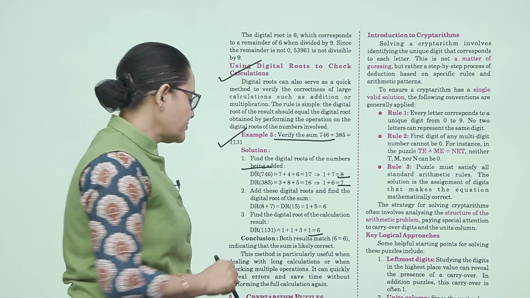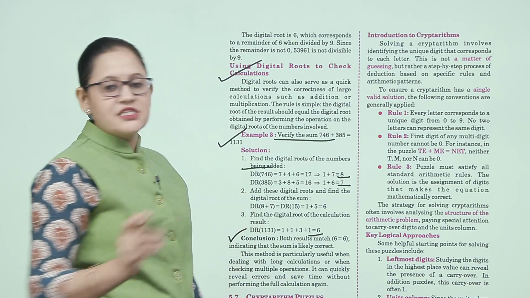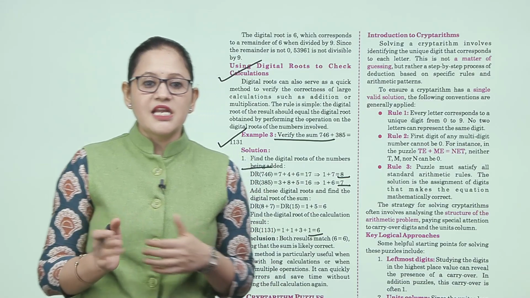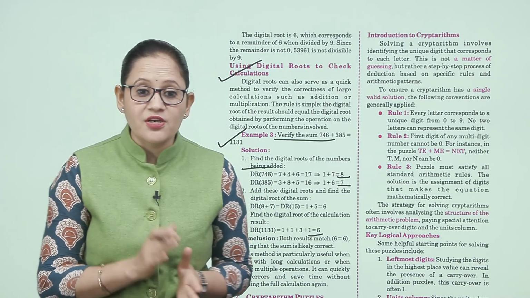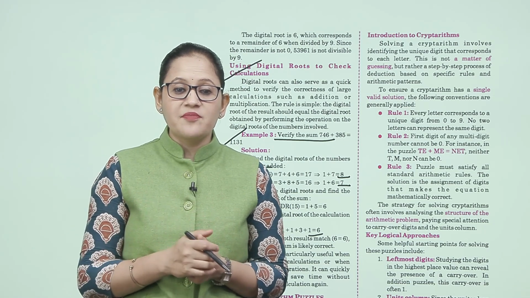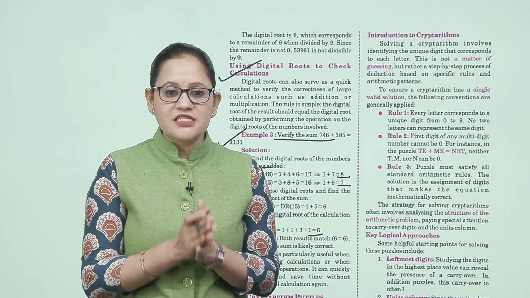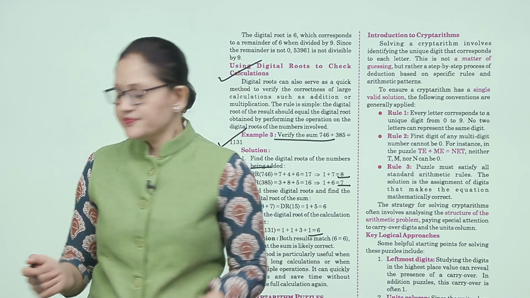Clear? So what is the conclusion? Both results match. Both results are equal to 6, indicating the sum is likely correct. This method is particularly useful when dealing with long calculations or when checking multiple operations. It can quickly reveal errors and save time without performing the full calculation again.